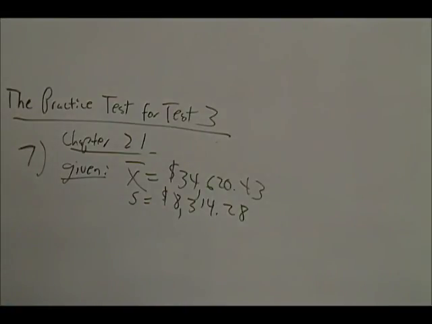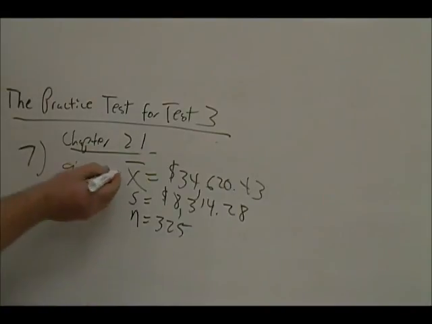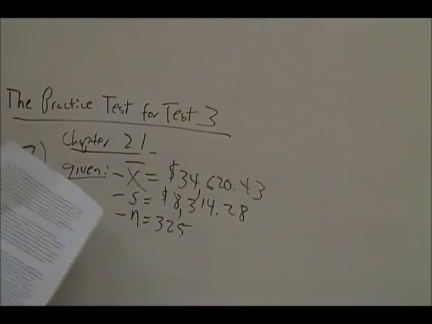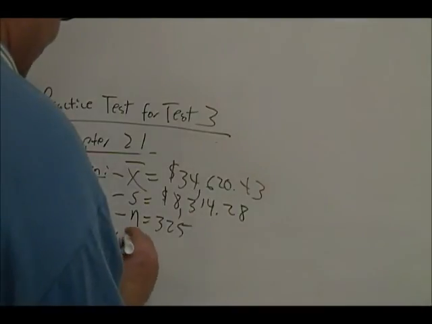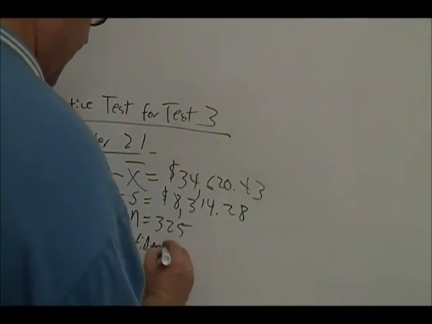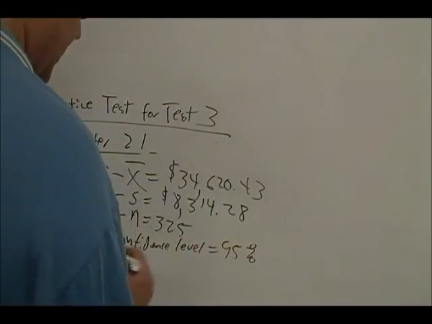We're also given that the sample size was 325, as I mentioned, so that's N. N is the sample size. So sample mean, sample standard deviation, sample size, and the only other thing that's given that I need to track is the confidence level. It says here we're estimating the unknown mean annual income of all American households at a confidence level of 95%. So the confidence level for this problem is 95%.